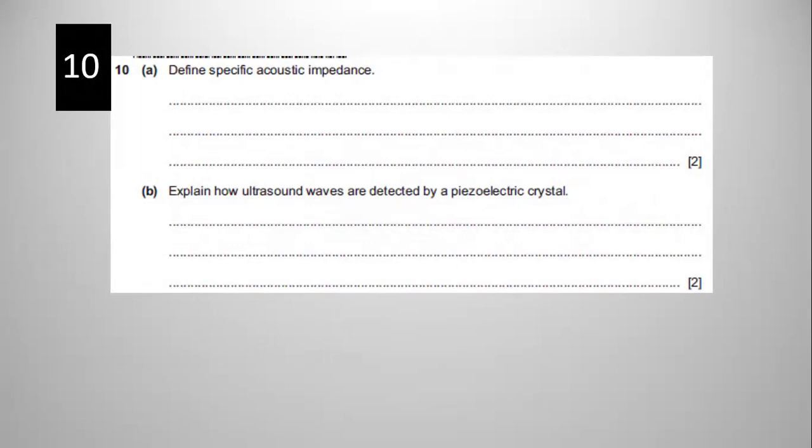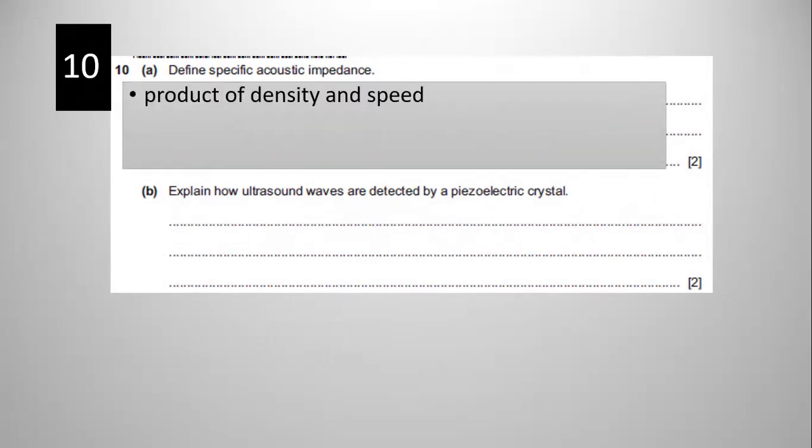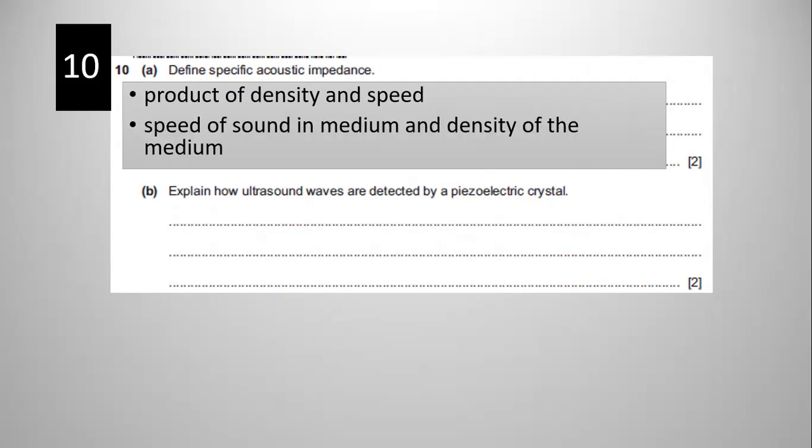Define specific acoustic impedance. What is your definition? Product of the density of the medium and the speed of ultrasound in that medium. Product of density and speed of sound in a medium. Or you can combine them together: product of the density of the medium and the speed in the medium.